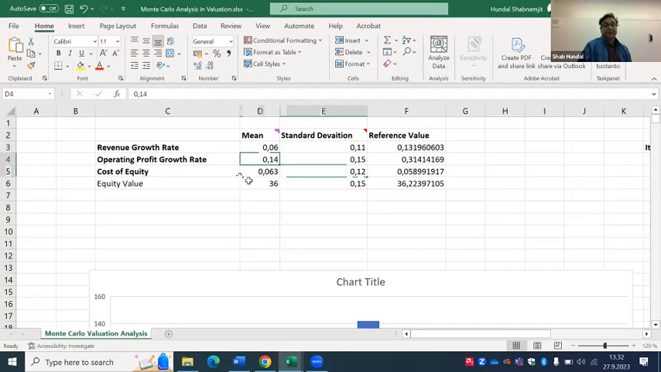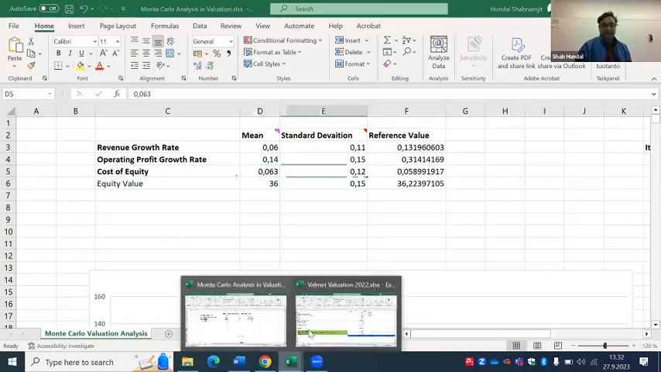Now, I assume that this company, Valmet, the revenue is growing at 6% and the operating profit is growing at 14%, and the cost of equity is 6.3%, right? The cost of equity is 6.3%. Believe me, this is not my assumption. I took this number from the previous spreadsheet when we applied the CAPM model to calculate the cost of equity of Valmet. If you don't trust me, I can give you evidence.